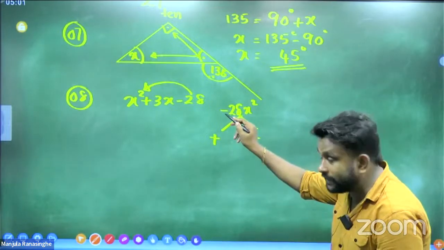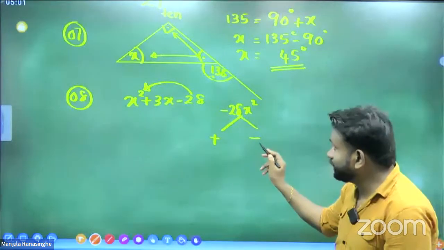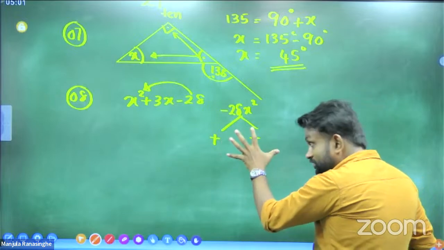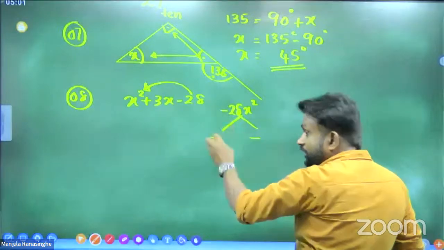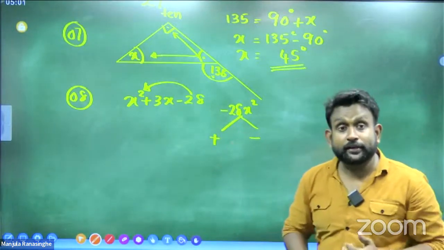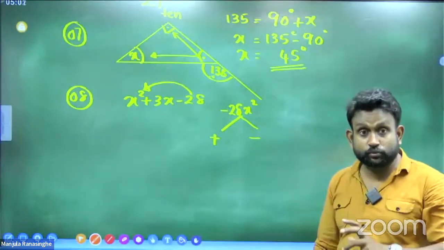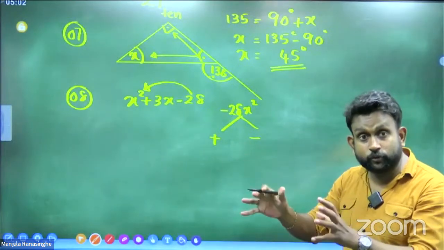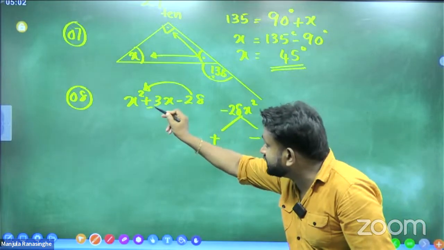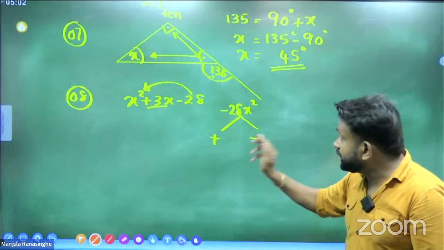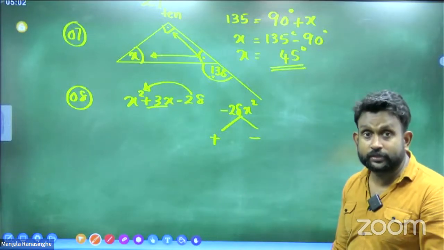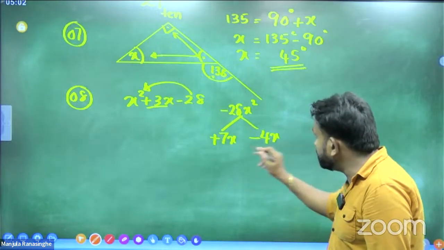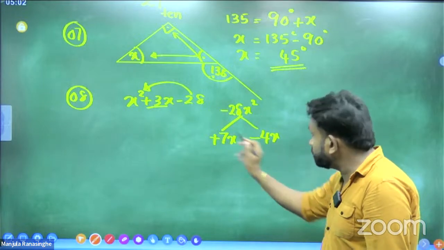Why is the product negative? One is positive, the other minus. So the difference should be 3. Now we think of difference 3 and product 28. What is the suitable pair? 7 into 4 is 28, and 7 subtract 4 is 3. Based on the middle term sign, plus 3, the bigger value is positive: 7x and minus 4x.